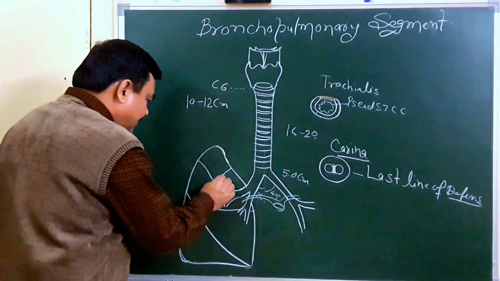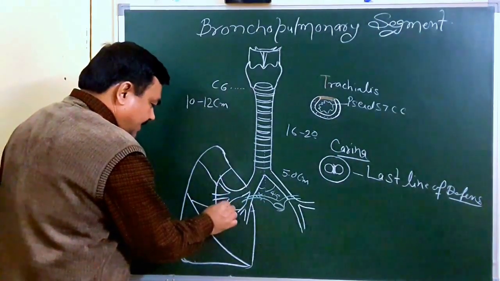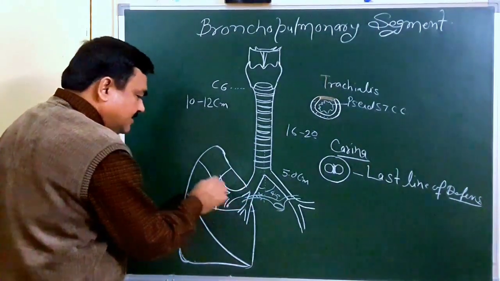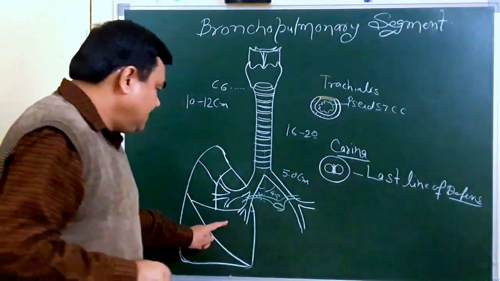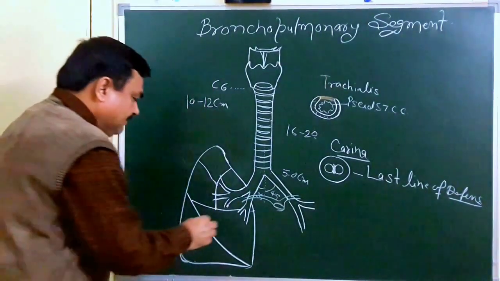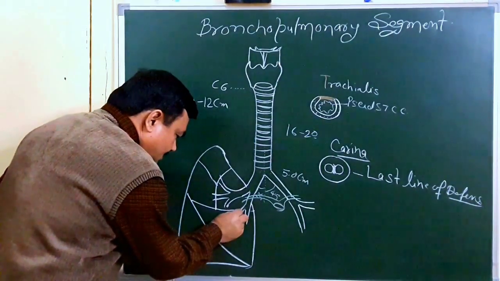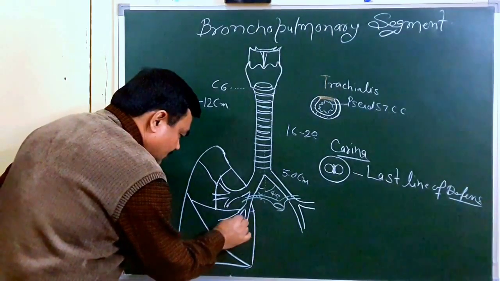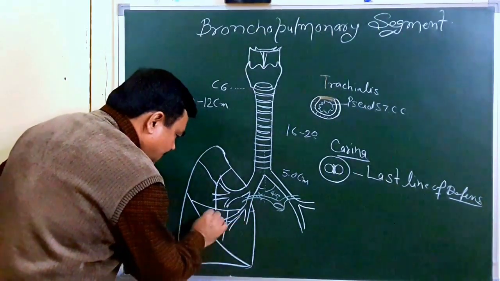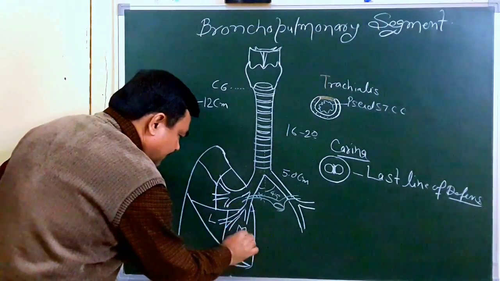This is one bronchopulmonary segment. This is another. So there are 3 bronchopulmonary segments present in upper lobe. Here is middle lobe. Two bronchopulmonary segments are present here. One is lateral, one is medial.